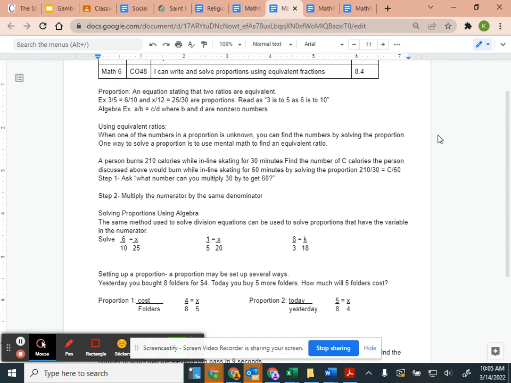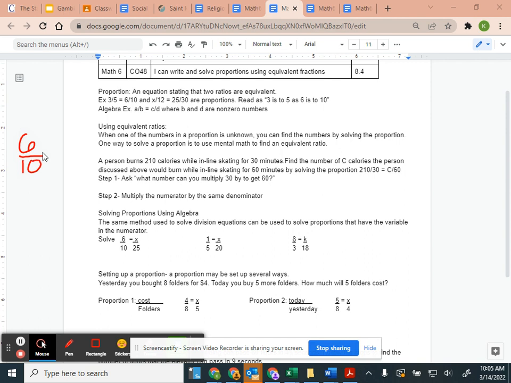Who remembers what we do? You do 6 divided by 10. No. You do 6 divided by 25. We got some guessing going on. What do you think, Will? You multiply by 25 to get x solved, and then you multiply 25 by 6, then divide by 10. Did I get it right?